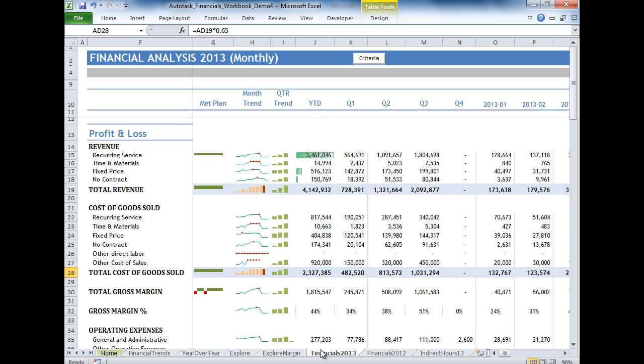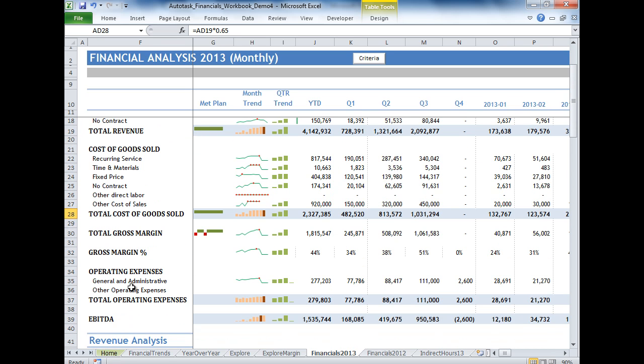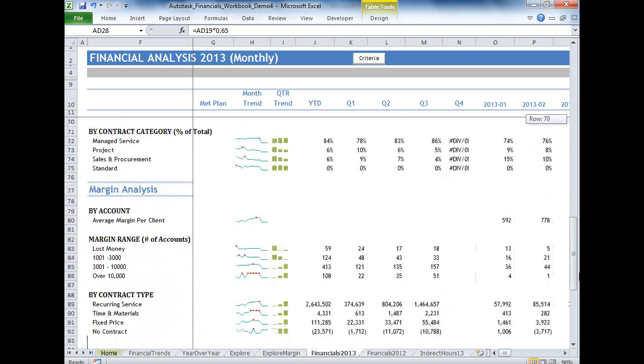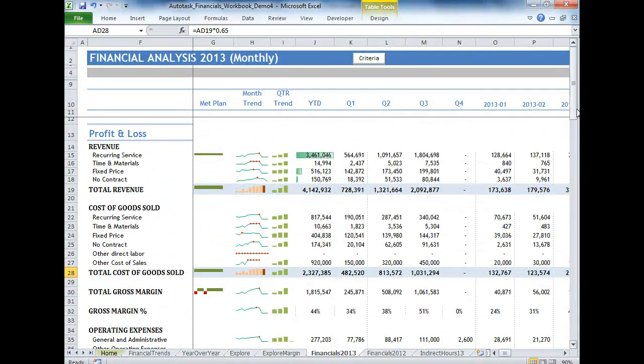If I click on the financials 2013, the current fiscal year, I'll actually see an analysis being done, much like a P&L. I have revenue and cost by contract type, cost of goods sold, and a total gross margin percentage. I have operating expenses that are calculated based on the labor along with the burden rate associated to that labor. And then I have a series of revenue analysis and margin analysis calculations that we're doing, and a lot of these are being used for our trending analysis.